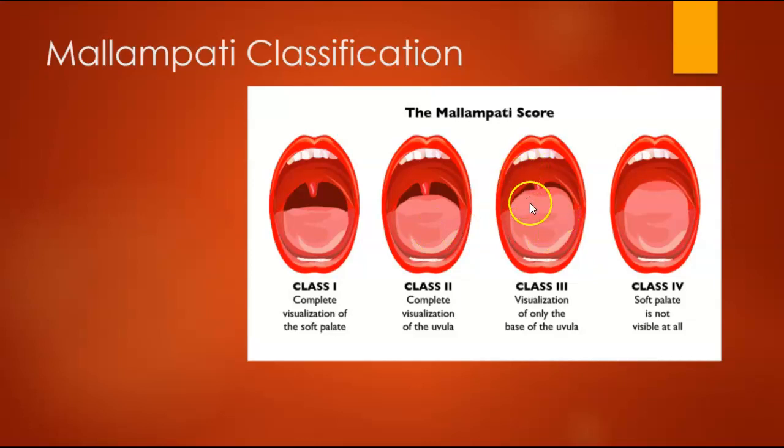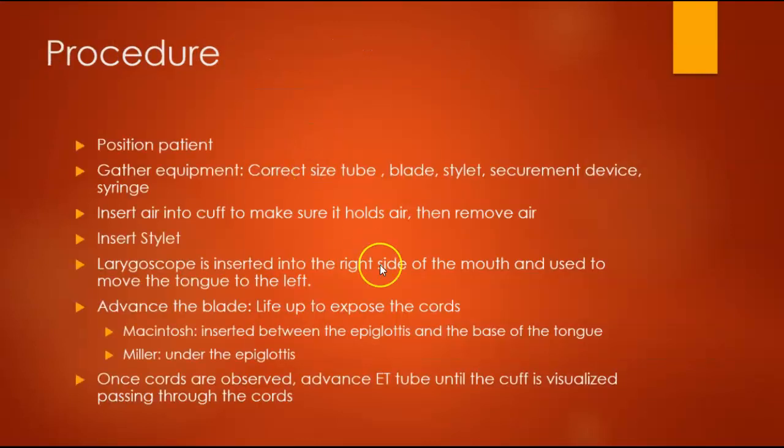Class 3, this is when I can only see the base of the uvula, that dangly thing in the back of my throat. If I can only see the base of that, that's considered a class 3. These patients are difficult to intubate. It's going to be very difficult to visualize and see those vocal cords with a patient whose airway looks like this. And class 4 is when I can't see anything besides your big fat tongue. And that means you are extremely difficult to intubate and you're very high risk for obstructive sleep apnea. So class 3 and 4 means very difficult intubations. Okay, so that's an important thing to remember.